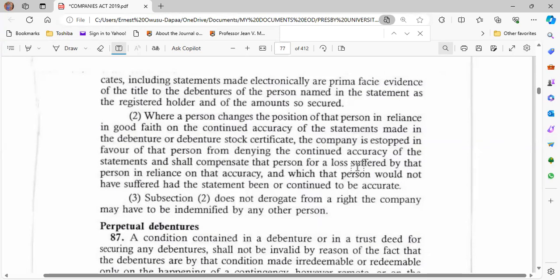86, subsection 2 is speaking to, that where a person changes the position of that person in reliance in good faith on the continued accuracy of the statement made in the debenture or debenture stock certificate, the company is estopped in favor of that person from denying the continued accuracy of the statement and shall compensate that person for a loss suffered by that person in reliance on that accuracy, and which that person would not have suffered had the statement been or continued to be accurate.